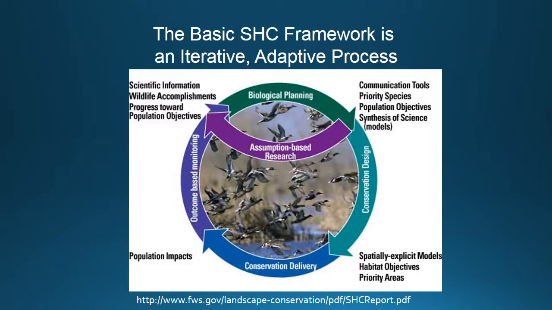So let's look at the basic framework. The 5 functional elements form a circle. At the core of the process is the need for effective communication, setting priority species, formulating population objectives, and synthesizing scientific models. The process is adaptive in that specific questions are addressed so that answers are determined and used for management decisions. Based on those answers, the process is either repeated, thus iterative, or new questions are asked and the process repeats again.